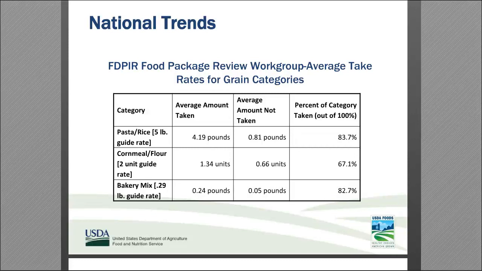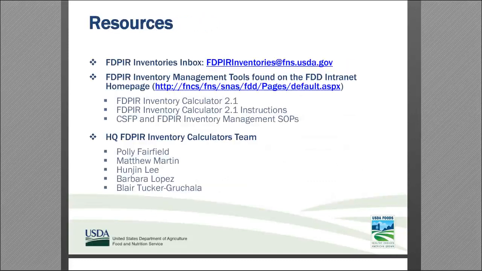From the chart, you can see that nationally, the take rates for each of these categories is well below the maximum guide rate. For pasta rice, the average participant takes about 4 out of 5 possible pounds. For cornmeal flour, the average participant takes about 1.3 units out of 2. And for bakery mix, the average participant takes about 0.24 pounds out of 0.29 pounds. This data and data like it can be used to help make informed decisions about the makeup of the food package and provide information about participant preferences.